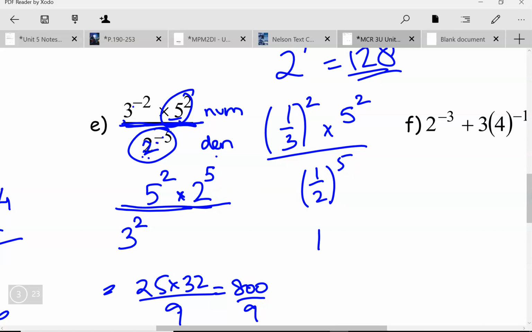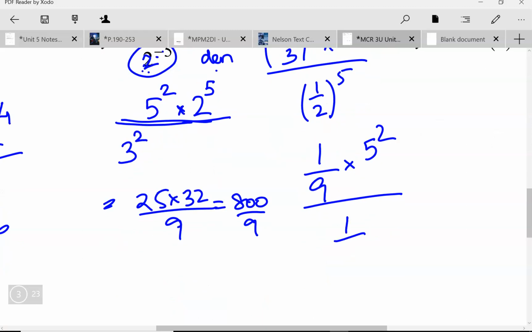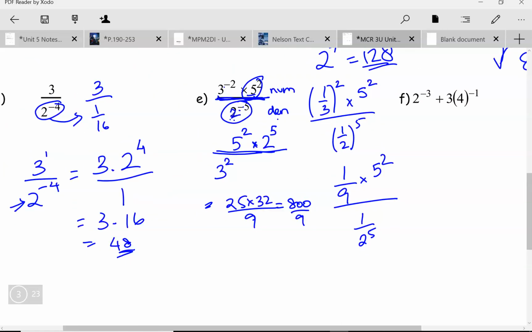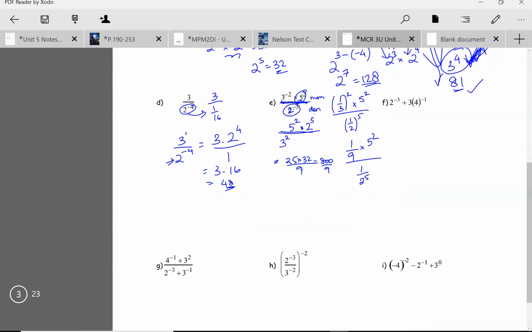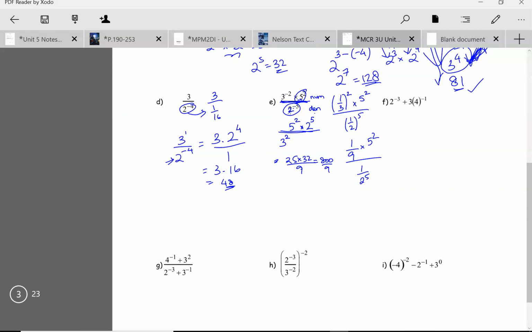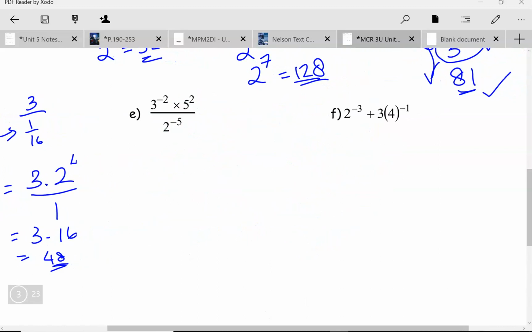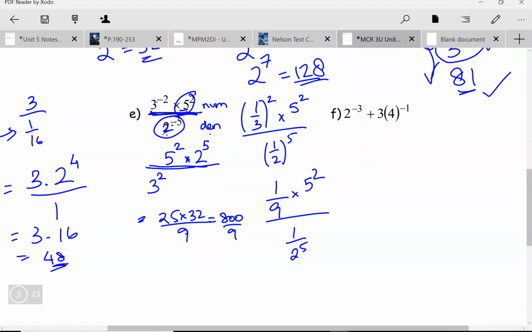I mean, you could do this. 1 squared is just 1, divided by 9, times 5 squared divided by... Here you get 1 over 2 to the power of 5, and then rearrange stuff and eventually you'll get the same answer. You could do it either way. I'll talk about the other way a little bit more later. I'll do it both ways to show you, but realistically either one works.